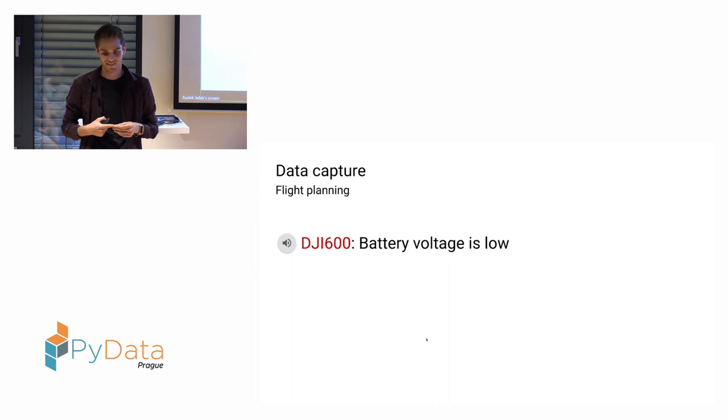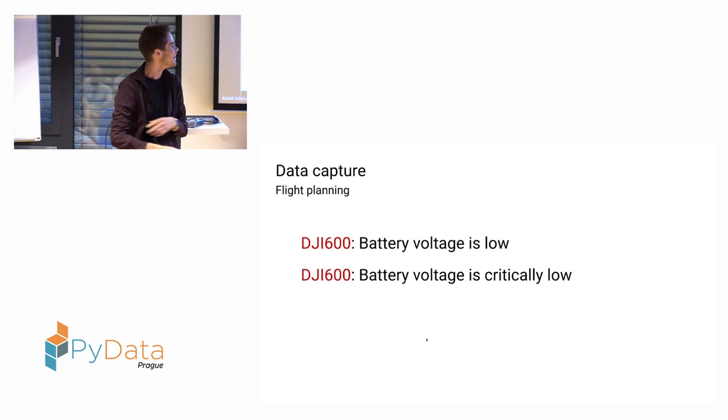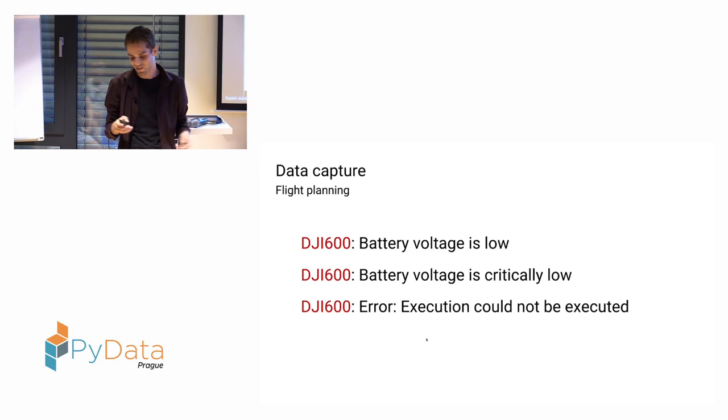This is the sort of sound that you get every 2 minutes when the drone is flying on its own. You are kind of worried about what is happening. This one happens when the battery voltage is low. The next one says you should probably land at this point, but we didn't, being very confident in the drone's abilities. And this is my personal favorite: "the execution could not be executed." I have no idea what it means.